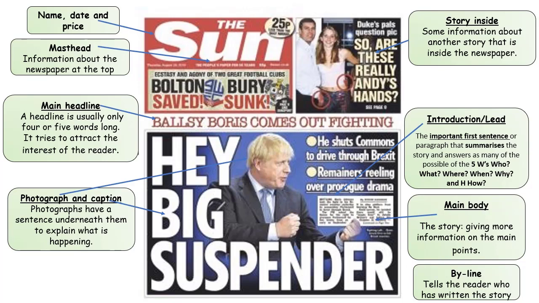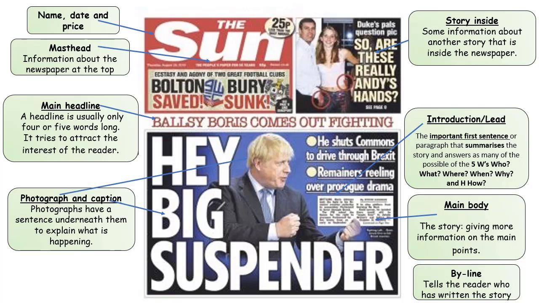So we've got the name, date and price at the top. You've got the name, which is the Sun newspaper. You've got the price, it's 25 pence. And there is a date there, which is a little bit blurry as the font is a little bit too small, but it's there. The masthead, information about the newspaper at the top. Again, it's a little bit blurry, but there's some information there based on the Sun.